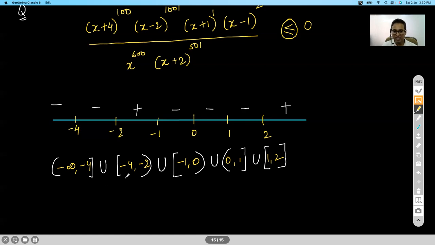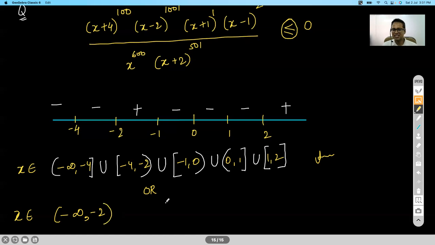So, is minus 4 included? Yes. Minus 1 included? Yes. 1 included? Yes. 2 included? Yes. So, that's all you need to write. So, this becomes your answer to the question. Now, many people try to coalesce these intervals. Coalesce means try to make them one. Like, in a single statement, you can write minus infinity to minus 2 directly. You don't have to split it unnecessarily at minus 4.